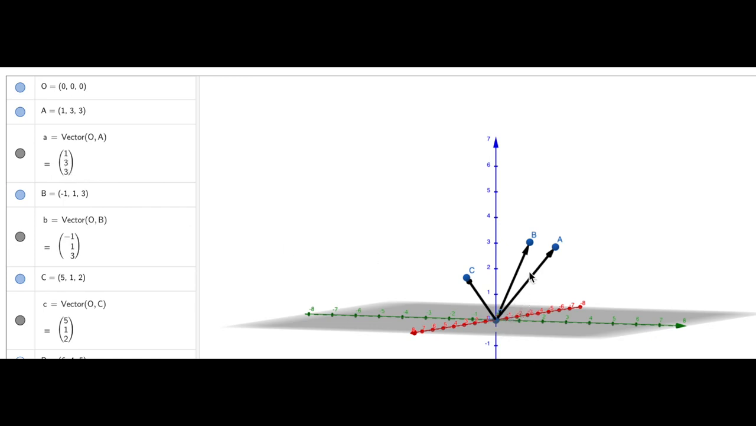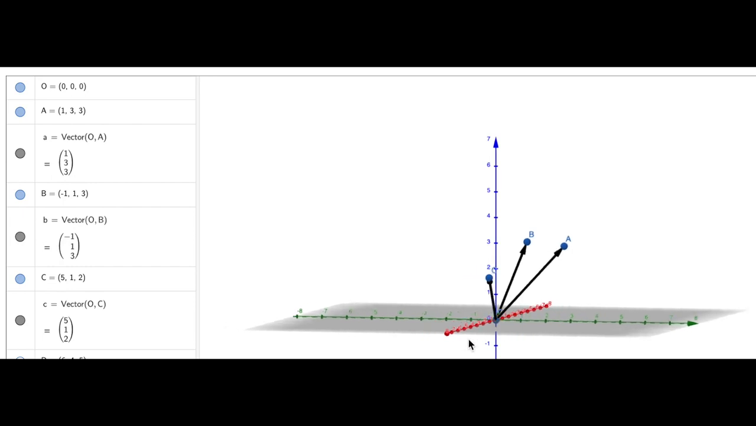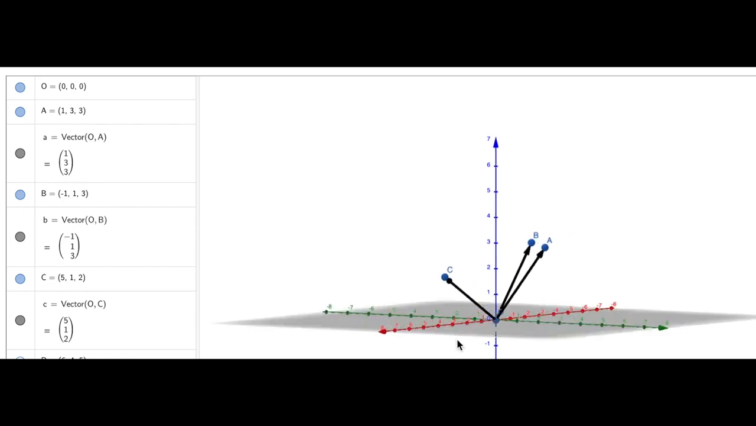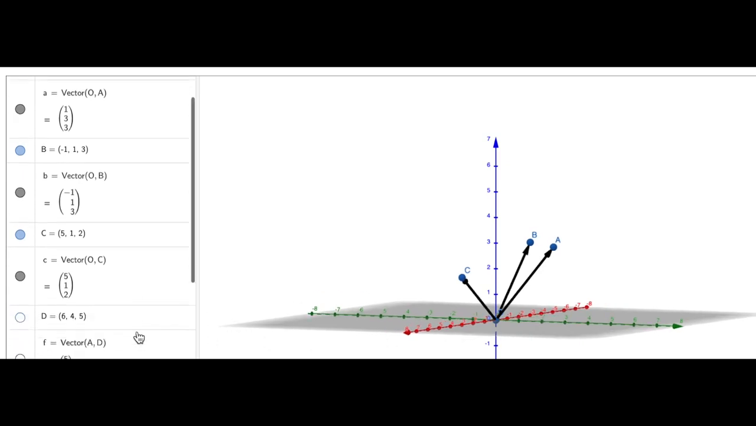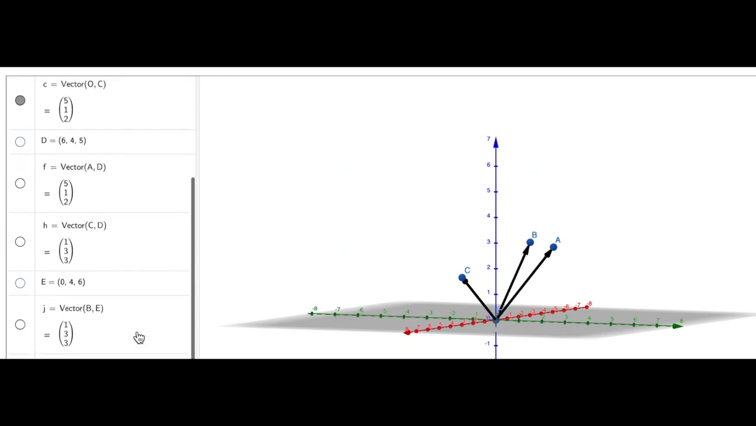So here is vector A coming up and out of here. Our B vector, negative 1, 1, 3, is coming up and out of this, and C vector is also illustrated here. So we're looking for the parallelepiped that is going to be determined by these three vectors. I'm going to turn on a couple more vectors here so that we can actually see the parallelepiped coming out.